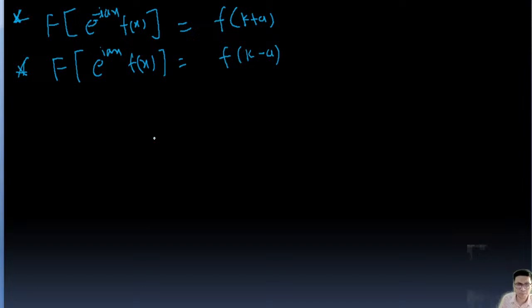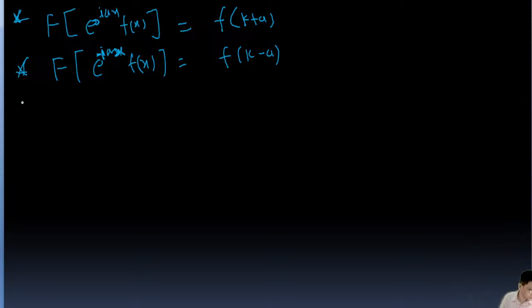So we have made a mistake. This is plus iota. The Fourier transform of e to the power iota ax f(x) is F(k plus a), and e to the power minus iota ax f(x) is F(k minus a).